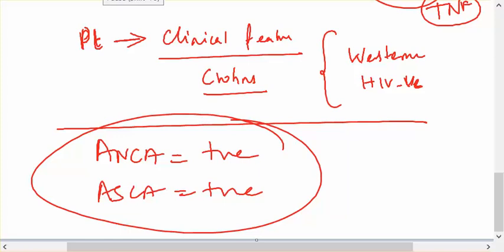Yeah, yeah. So what's the specific diagnosis, I forgot how to say this. Hmm?